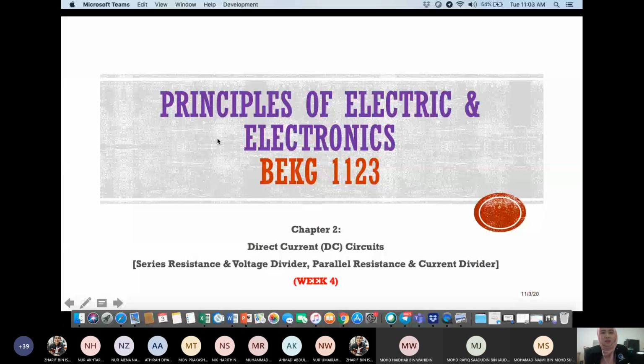So today we will continue with the second chapter, which is the direct current DC circuits. Today we will cover subchapter 2.9 until subchapter 2.12. This will cover the series resistance and voltage divider, and also parallel resistance and current divider. Basically today we will focus on the voltage divider and the current divider.